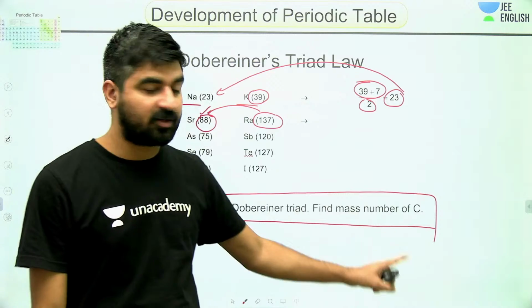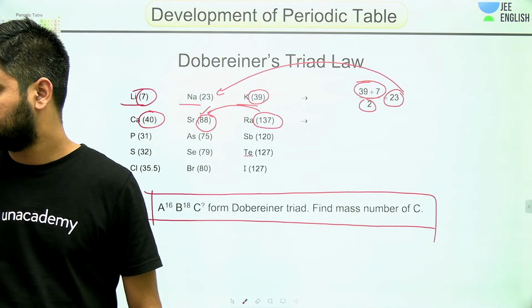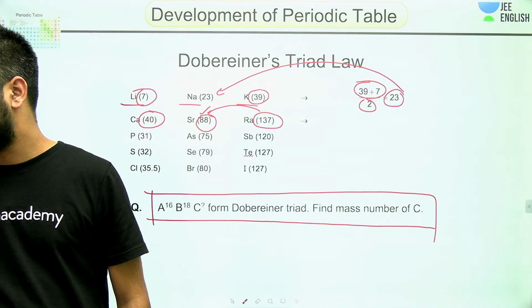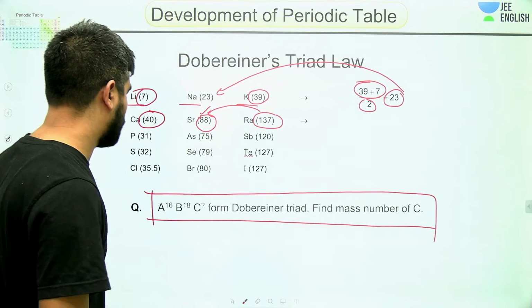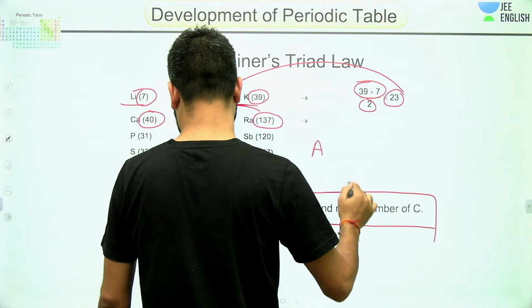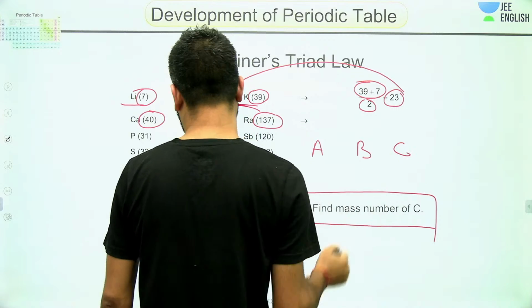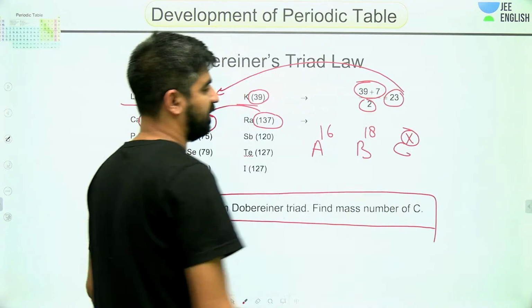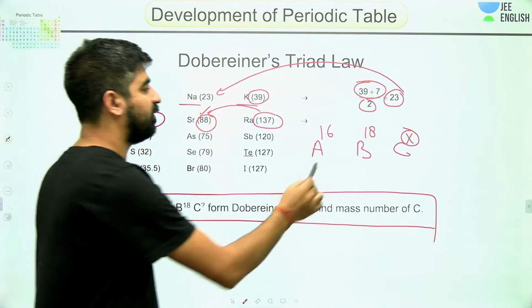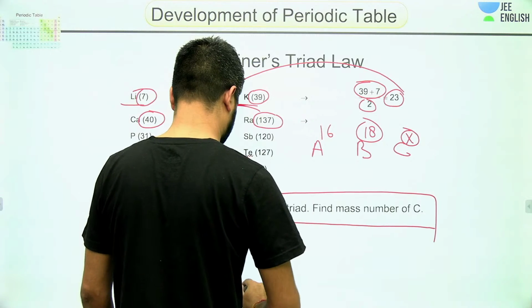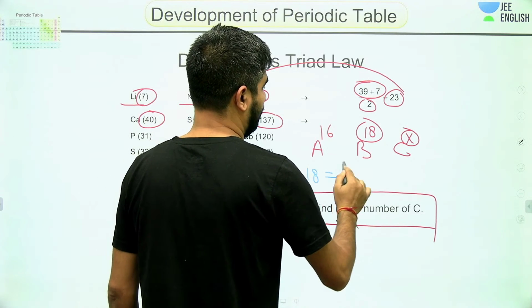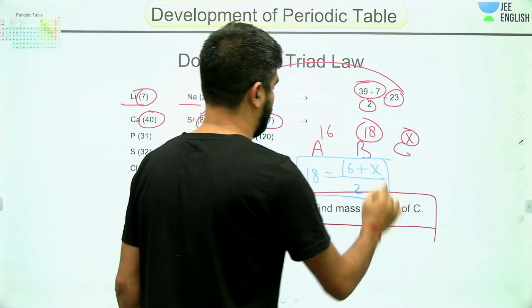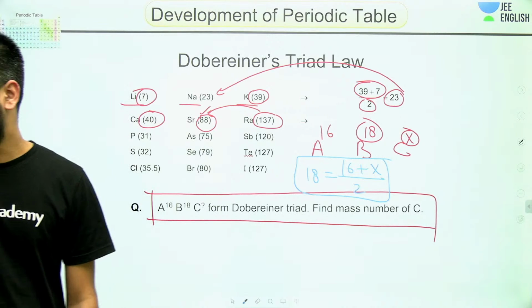A, B, C form a triad. Find the mass of C. I'm not getting any answer. Hi Varun, hi Sivayati. Be fast. So what can you do here? You have A, B and C. This is 16, this is 18, and this X is not known. So how will you get this 18, guys? This 18 will be 16 plus X by 2. Got it? So you will get it.